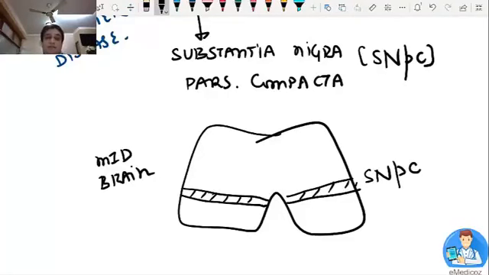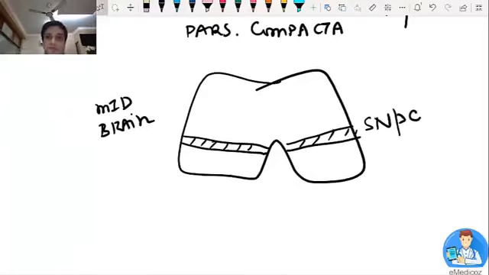Compacta. Now, what happens in this particular area? Remember this. This area is more pigmented, so every time I'm making it a shaded area to explain that it's more pigmented than the rest of the midbrain. Now what happens in this part? Suddenly in this part there is a body which deposits, which is known as a Lewy body.